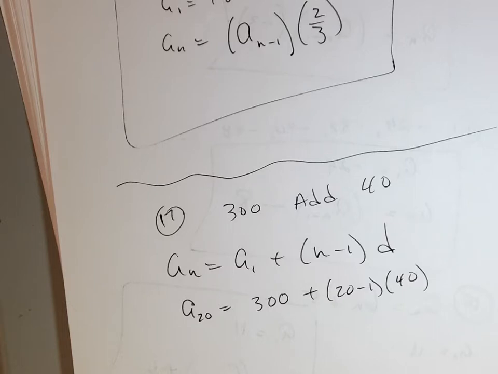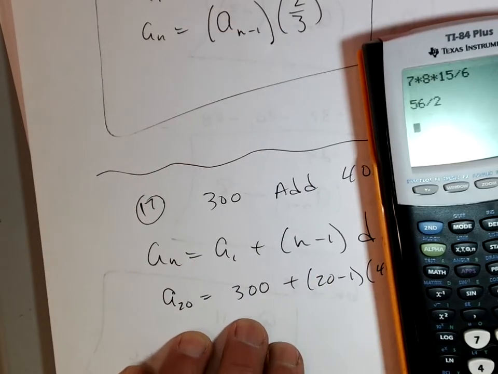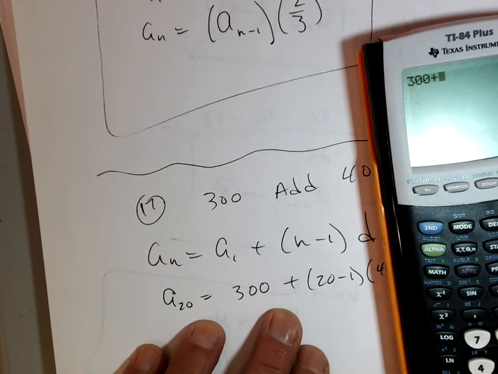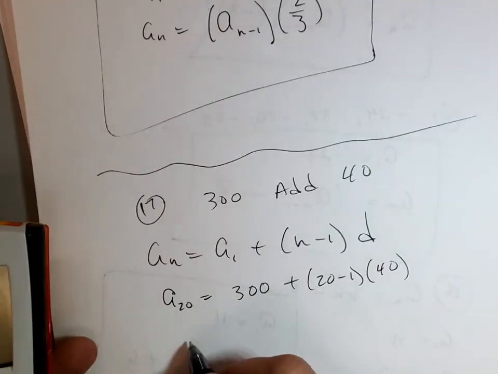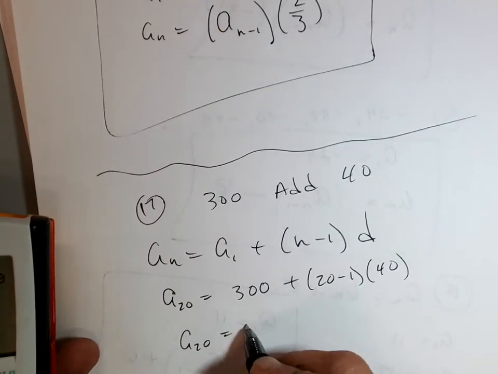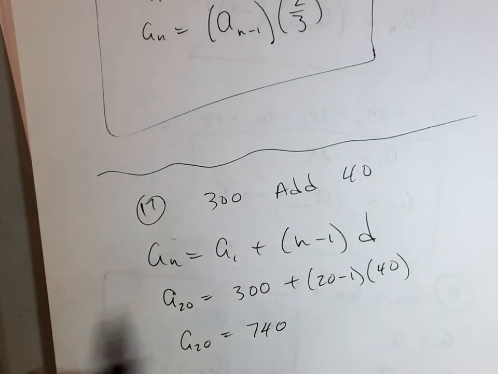Calculator time. Let's see what that is. I've got 300 plus 19 times 40. I get an answer of 1060. So the 20th year, I'm going to put in that amount. But I already got money in the bank, right?